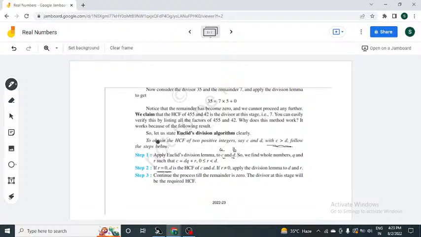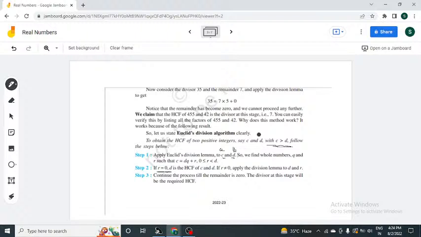Okay, let's check if we have gotten the correct one. Now consider the divisor. We did this already in the previous slide, and it says that now the remainder has become 0, so we cannot further apply the lemma. So now we can say that the HCF of 455 and 42 is the divisor at this stage, that is 7. So the HCF of these two numbers is 7. You'll get the HCF at the last stage of the algorithm, wherein the remainder is 0.